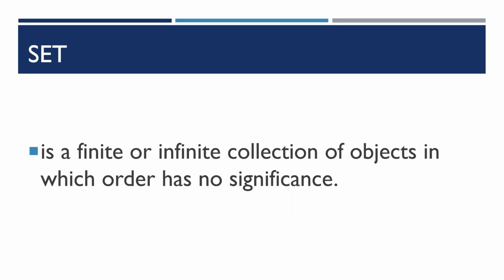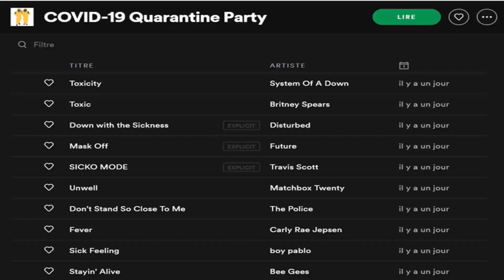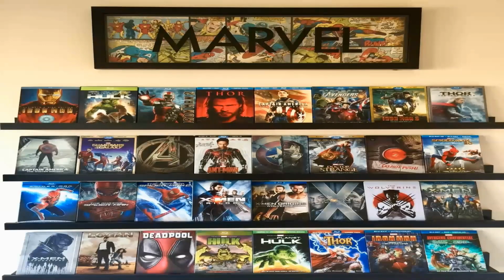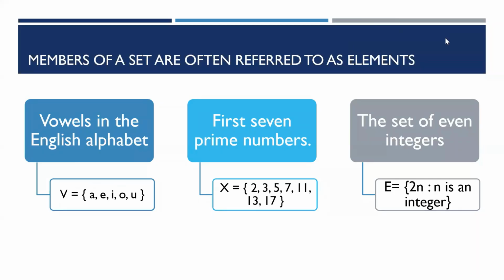Sets in day-to-day life simply mean collecting a group of objects which we want or do not want. Example, a collection of songs in your playlist, a collection of Marvel movies. Members of a set are often referred to as elements.